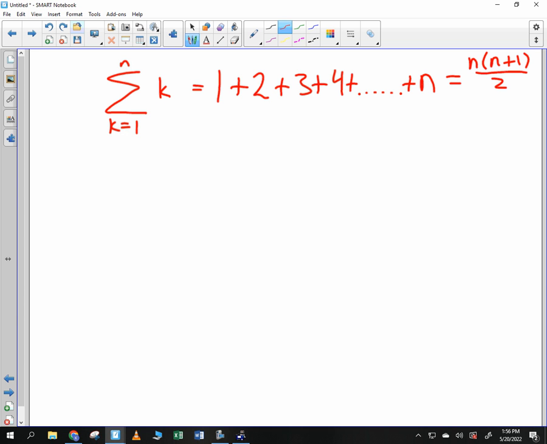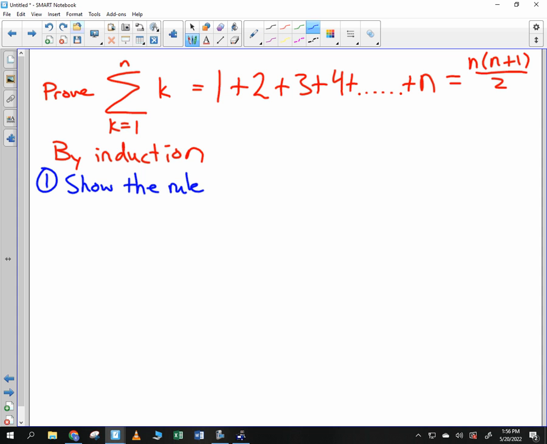Do not think geometry because it is not. We are going to prove this to be true. And we will prove by induction. It is one of the most brilliant ideas that we've come up with. It's absolutely beautiful. There's 3 steps to mathematical induction. And the first one is as follows. Show the rule is true for the first few cases.